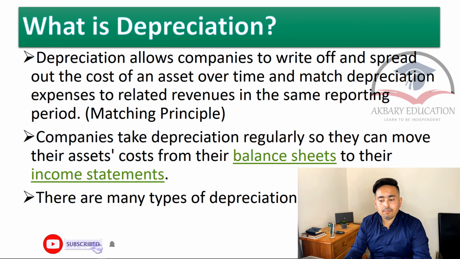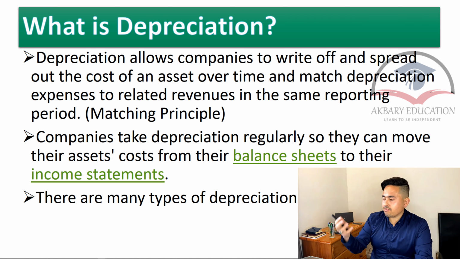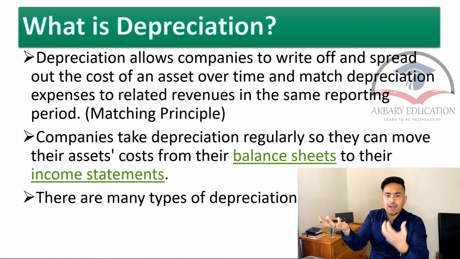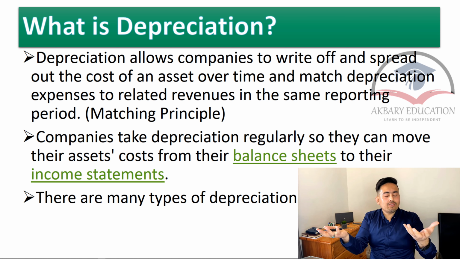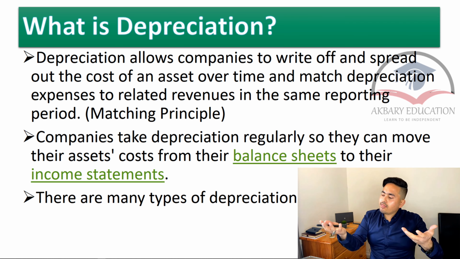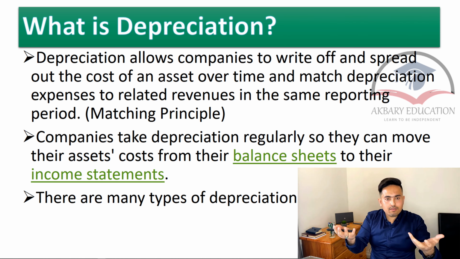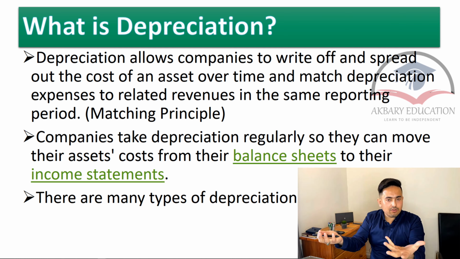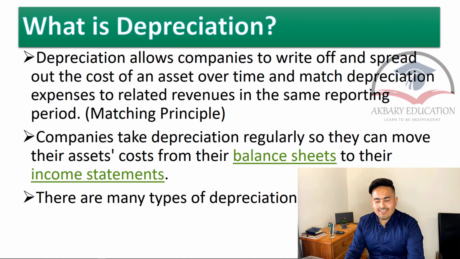Come to the second sentence. Companies take depreciation regularly so they can move the asset cost from the balance sheet to their income statement. It means I have $5,000 here and I'm trying to use that for 5 years. So the $1,000 for 1 year, which will be transferred from the balance sheet to the income statement, is called depreciation. It is a write-off. It spreads out the cost of an asset during the period we are using that asset.